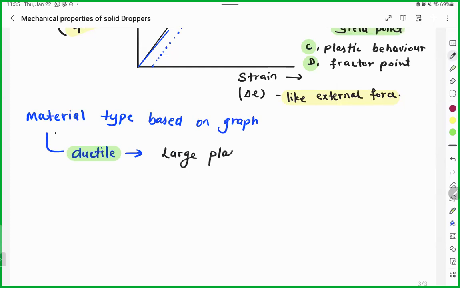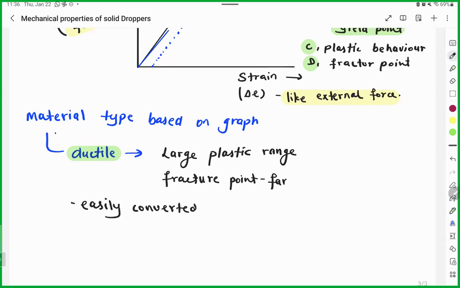Large plastic range. It means plasticity is very, very high, and your fracture point will be far because it's difficult to break. Correct? And you can easily convert this kind of material into thin wire.